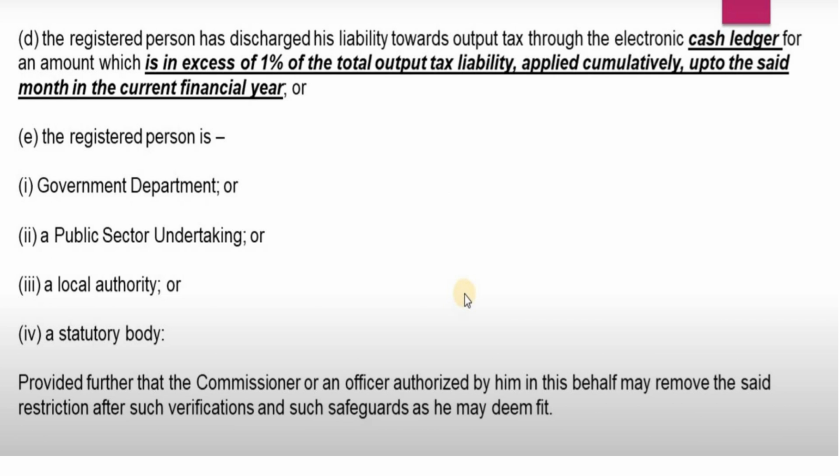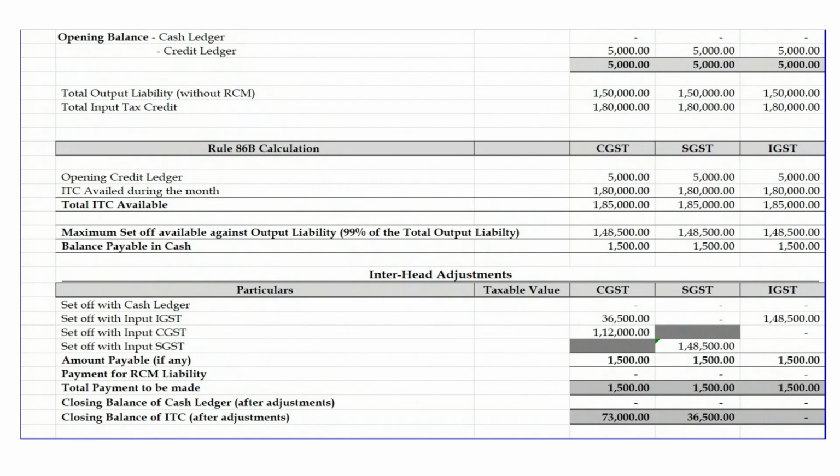Let us see this example. I have in my opening balance cash ledger nothing here. Credit ledger 5,000. Look at this example, what is this, sir? Credit ledger 5,000 opening balance, output tax liability for the particular month 1.5 lakh, CGST, SGST, IGST. Input tax accumulated during the month 95,000. Now this is the Rule 86B calculation, which says mandatory 1% cash you will have to pay, even if you have sufficient credit balance, it does not matter. I want to stop fake invoicing, I want to keep a track.